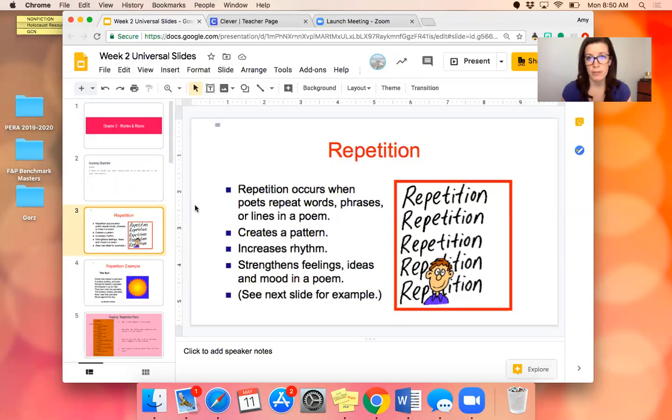When poets use repetition, it creates a pattern for the reader. It makes the reader feel something, feel a certain way. It catches a rhythm. So it gives them another thing to listen to when they're reading the poetry. It can also be intentional. So the word that the author chooses to repeat is done purposefully to strengthen a feeling or an idea, or to really hit hard on the mood and tone in a poem. So you see this little guy here, repetition.